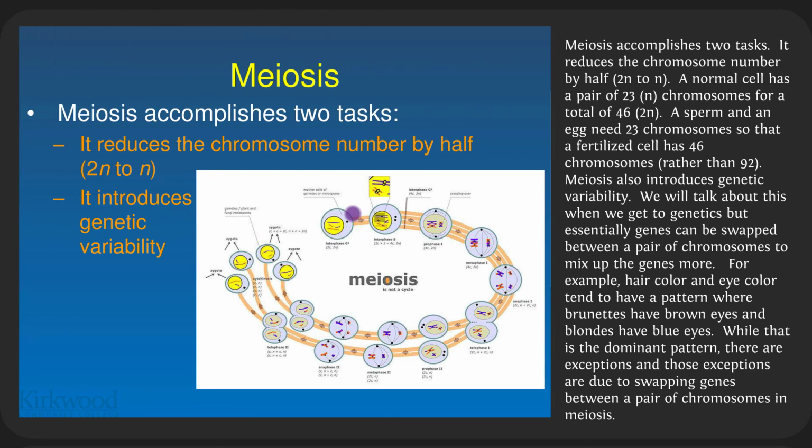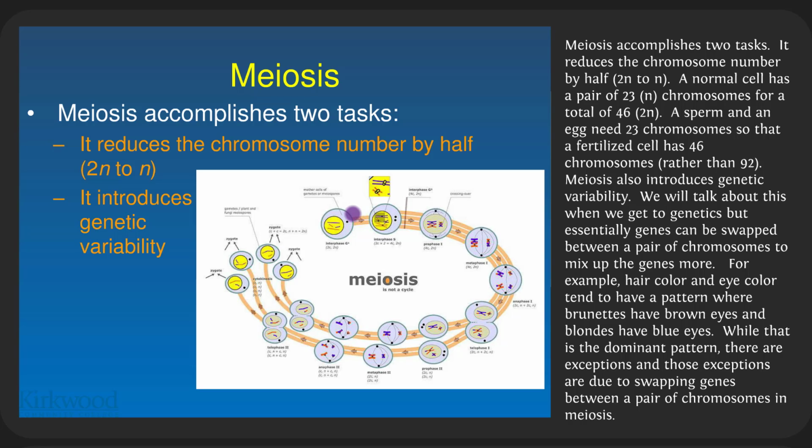Meiosis accomplishes two tasks. It reduces the chromosome number from 2n to n. So a normal cell has a pair of 23 chromosomes. So 23 is the n number. We have a pair of each of those, so we call that 2n. So we have 46 chromosomes. A sperm and an egg need 23 chromosomes so that when the sperm and the egg meet, you end up with 46 chromosomes again rather than 92.